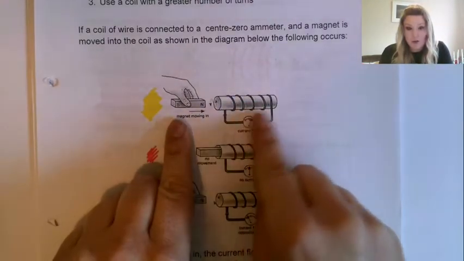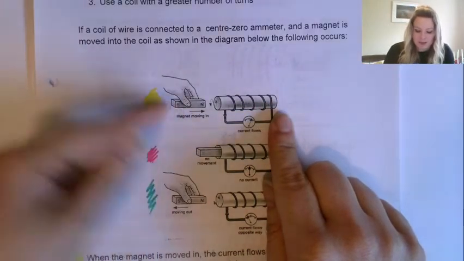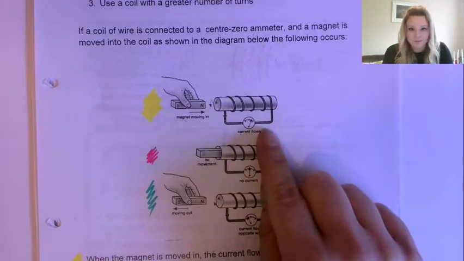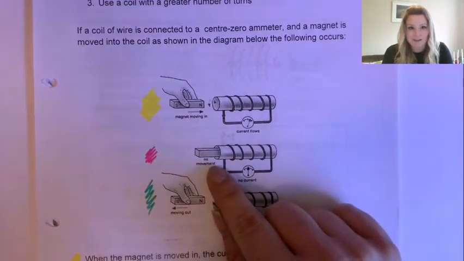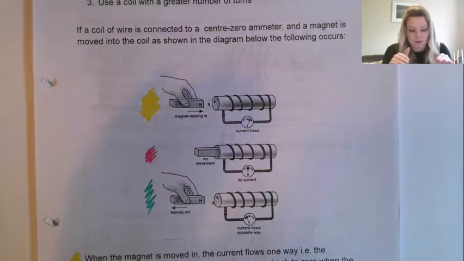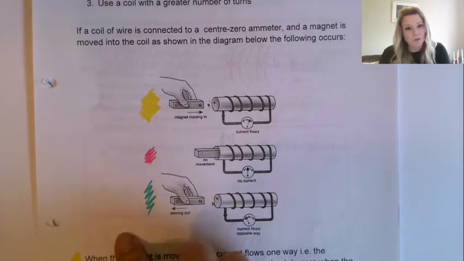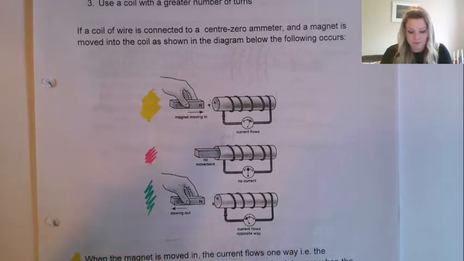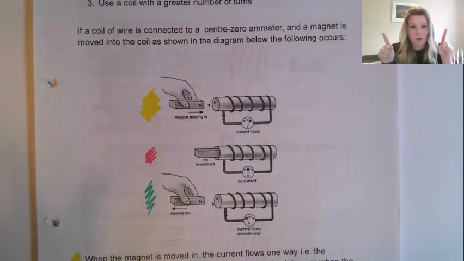If we have a coil of wire and we move a magnet inside the coil, then we're going to get a current flowing. As soon as the magnet is stationary, and the two things are stationary, neither one is moving relative to the other, no current flows. If the magnet was moved out the other way, then the current flows in the opposite direction. So magnetic field, wire, if one of those things is moving near or within the other one, you're going to get a current flowing.